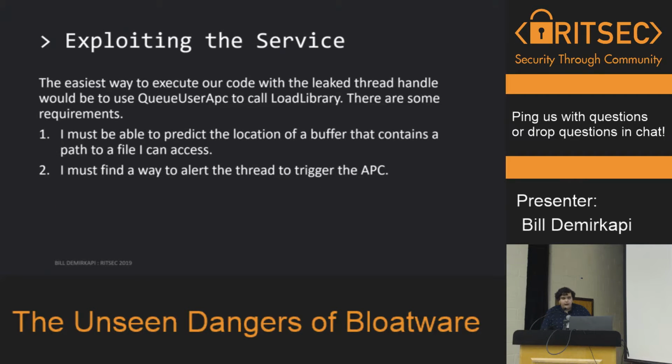So let's start exploring how we can exploit the leaked thread handle. One of the easiest ways to execute code with just a handle to a thread is to use something called QueueUserAPC to call LoadLibrary. There are some requirements to call this. First up, we need to be able to predict the location of a buffer that contains a path to a file I can access. This means I need to have a memory address where it'll have a DLL name that I can pass to LoadLibrary. Since LoadLibrary takes in a DLL path, we're going to need to somehow map our DLL name into the memory of the system process.